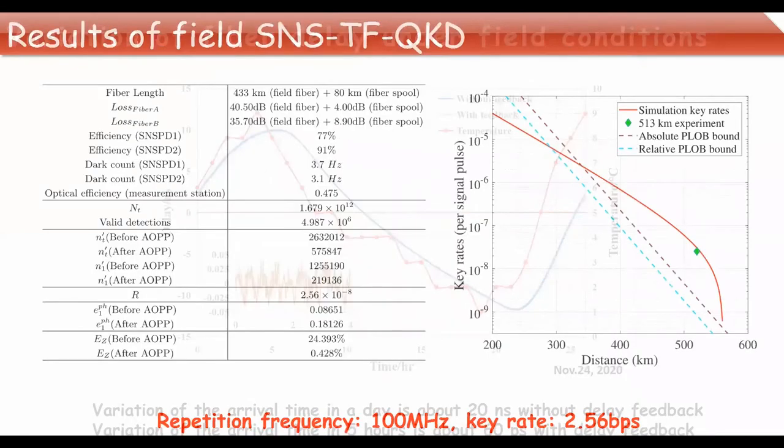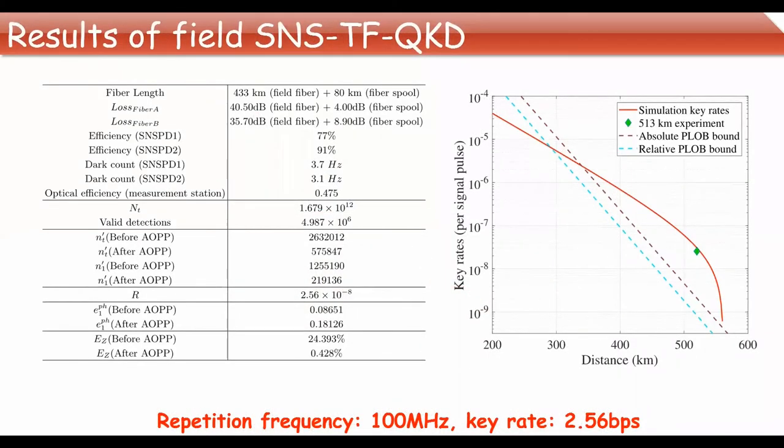And later on, here is our result. We can get 513 kilometers of fiber in the field, with about 2.56 bps. If you see the 300 kilometers here, the key rate is about 700 or so. So I think in the future, if we increase the clock rate, you can go to several kbps. This means you can do one-time-pad encoded telecommunication.